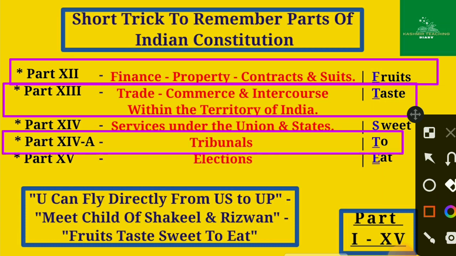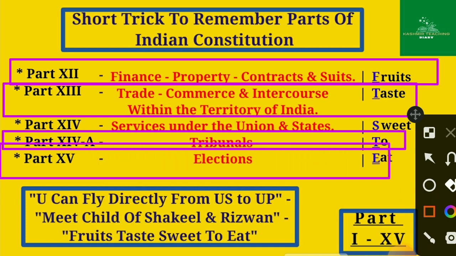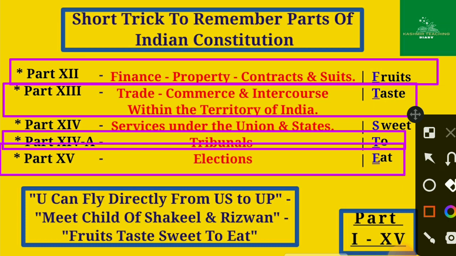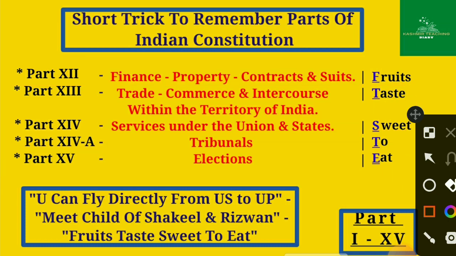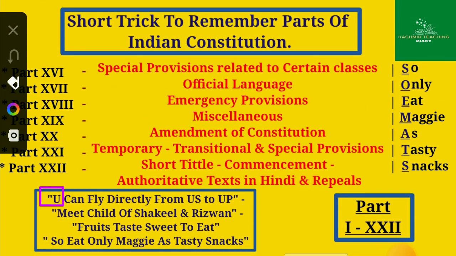Part 14A deals with tribunals, and part 15 deals with elections, and E, the first letter of elections, stands for elections. So in this way, we learned the 15 parts of the Indian Constitution via a simple and short trick. So, you can fly directly from US to UP, meet the child of Shakil and Rizwan, fruits taste sweet to eat. In this way, we learned 15 parts of the Indian Constitution.